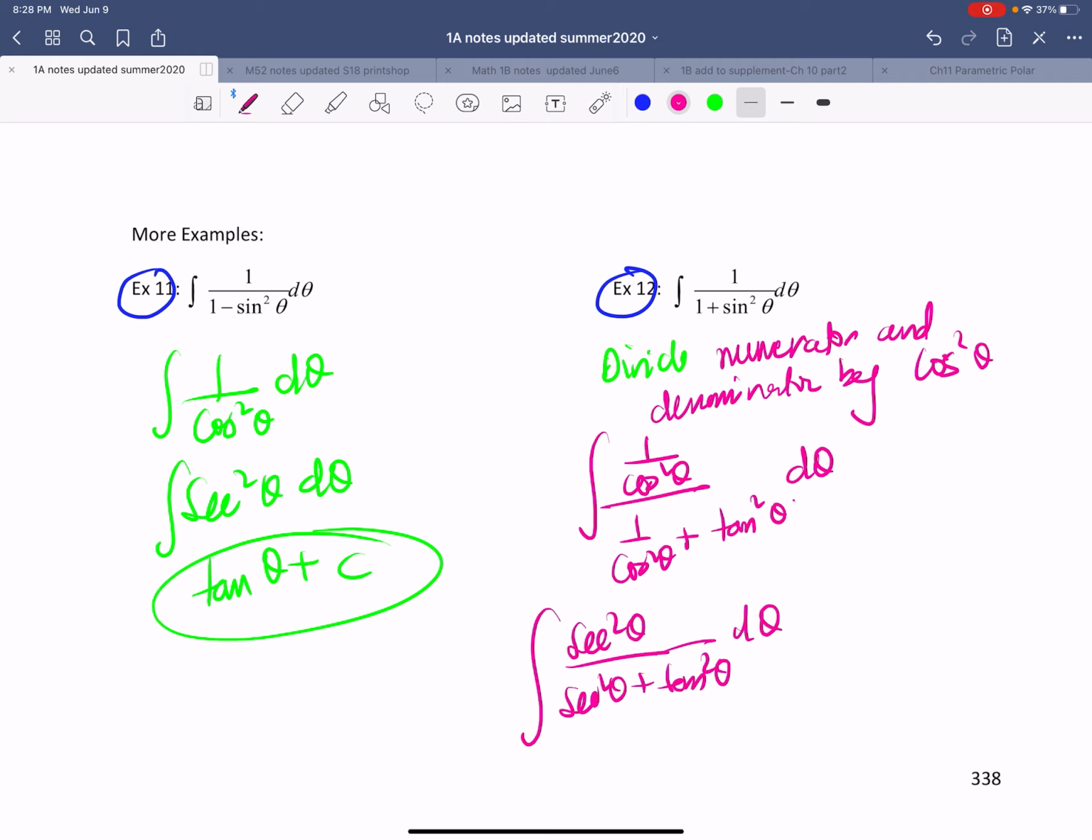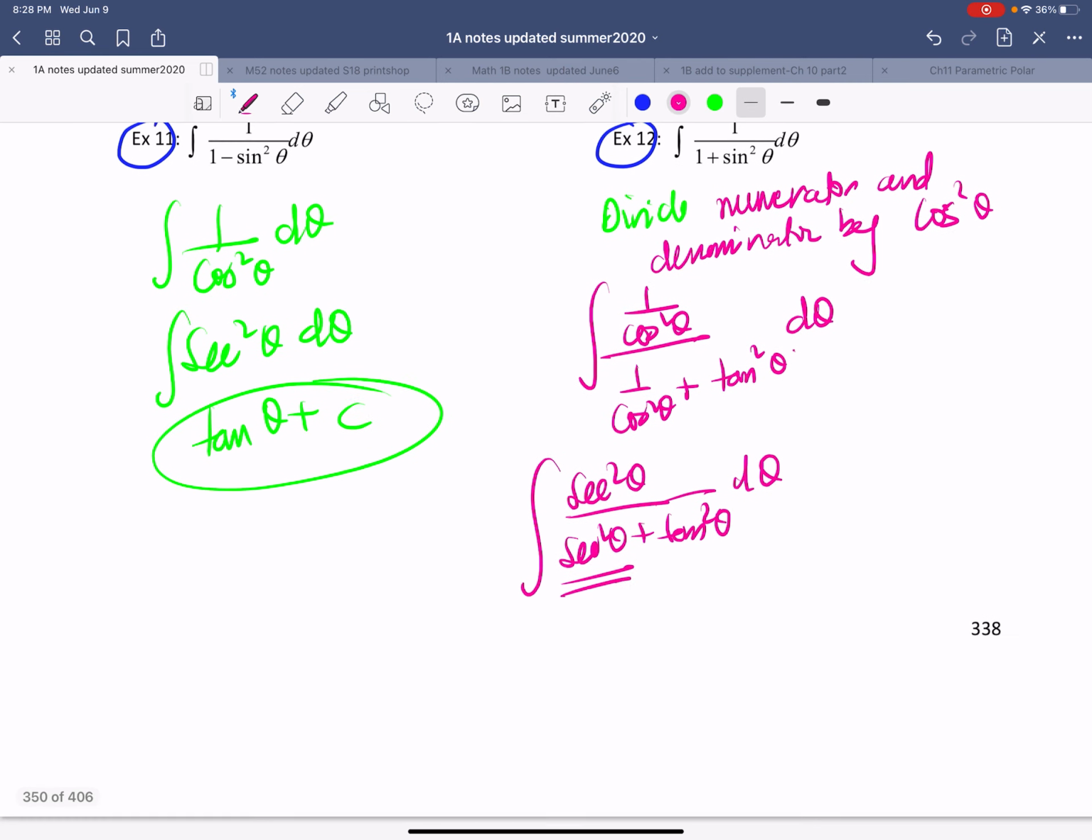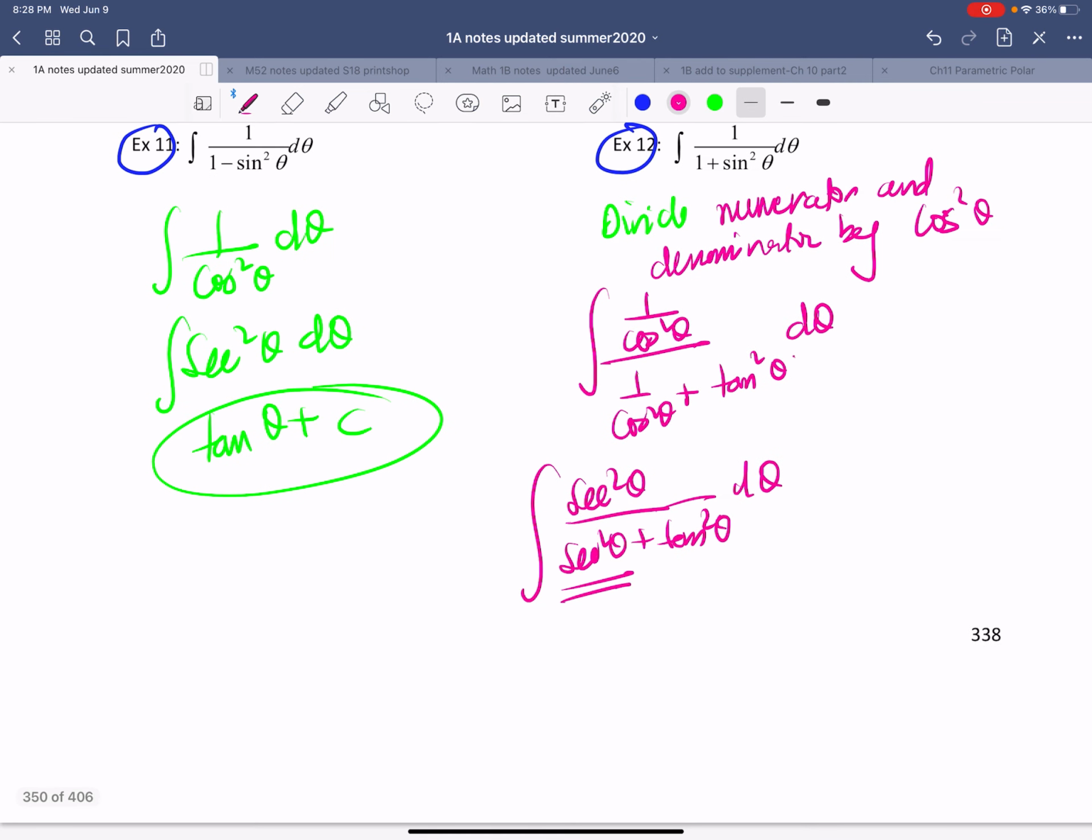Okay. Now we can replace the secant squared theta by 1 plus tan squared theta. So this becomes secant squared theta over 1 plus 2 tangent squared theta, because I'll have tan squared theta plus tan squared theta d theta.